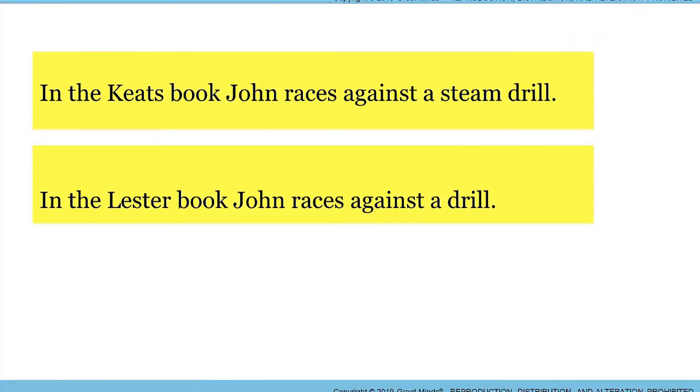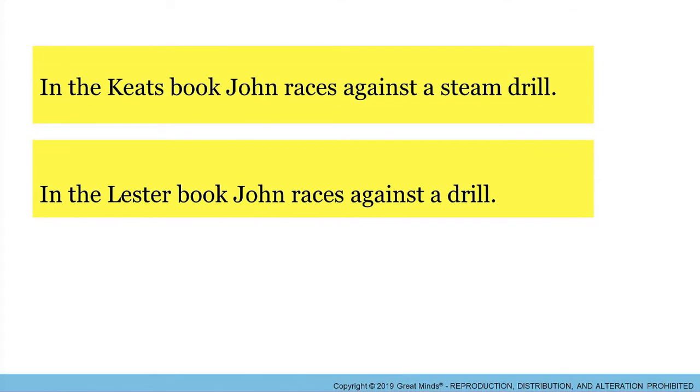Let's try a couple more. In the Keats book, John races against a steam drill. In the Lester book, John races against a drill. What do you notice about these two sentences? Are they telling us something that happens in both books, or are they telling us something that is different in both books? Okay, these two sentences are telling us the same thing. John Henry races against a drill in both books.